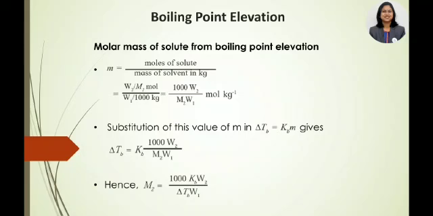Substitution of this value of small m in delta Tb is equal to Kb m gives delta Tb is equal to Kb multiplied by 1000 multiplied by W2 divided by M2 multiplied by W1, and hence M2 is equal to 1000 Kb W2 divided by delta Tb W1.